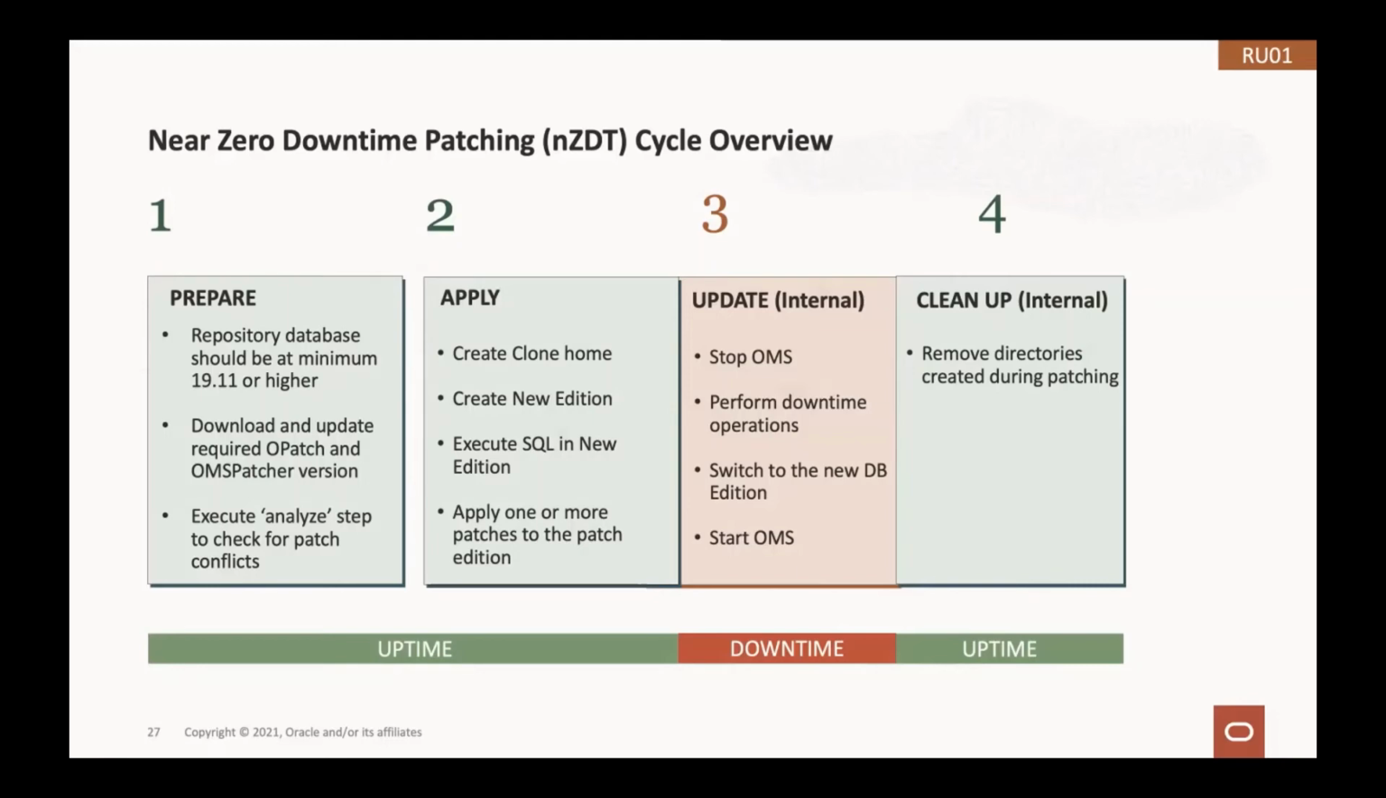Once you move on from the preparation, it's the normal apply operation. When you run the apply in the zero downtime mode, we internally process different stages within that apply operation, which are not exposed, because the customer just needs to run the apply. But behind the scenes, we internally run the update and cleanup. As part of the apply, we create a clone home, because the apply is an online operation: your OMS is up and running, and you're not shutting it down. So we create a clone home and we create editions.